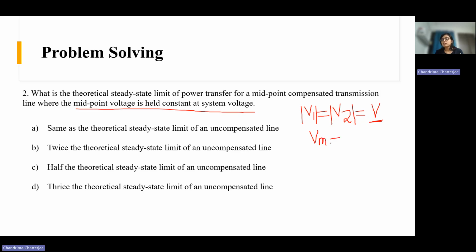And how are you doing it? You are doing it by the SVC, by installing an SVC. So in that case, what is the steady state power transfer limit? That we just discussed, that we get twice the theoretical steady state limit of an uncompensated line. If there is no compensation, the maximum power is P max, and when there is compensation, we get 2 P max. So option B is the correct option.